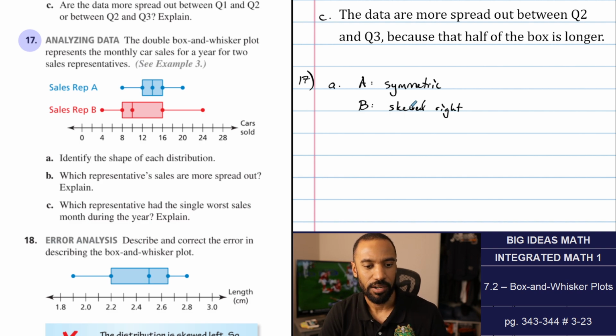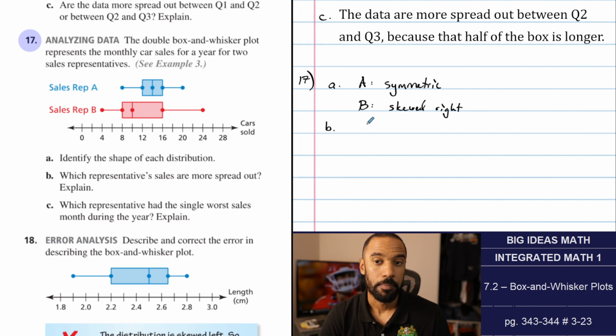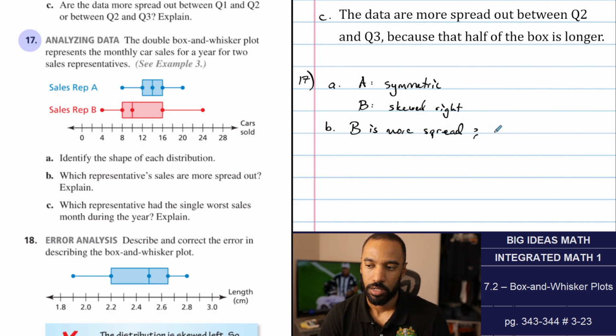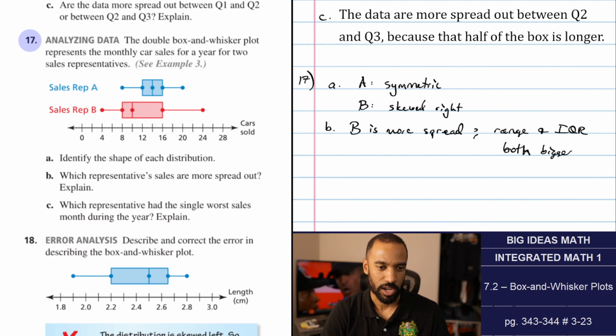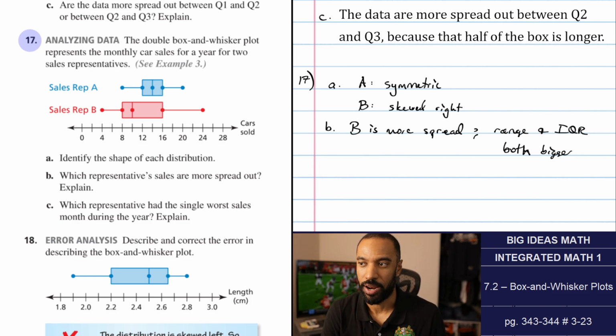Part B, which representative sales are more spread out? Explain. Sales rep B. B is more spread, both by range and IQR. I'm not calculating them just yet, but we can see that visually. Range and IQR are both bigger. When both are bigger, there's no argument to it. When one's bigger than the other, we'd have to talk a little bit more about it, but here I think they're going to make it quite obvious. And if one's more spread out in one, it's likely to be more spread out in the other, just by probability.